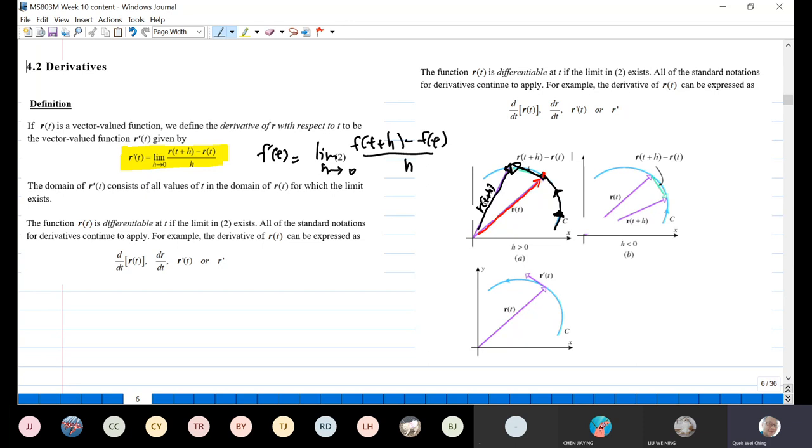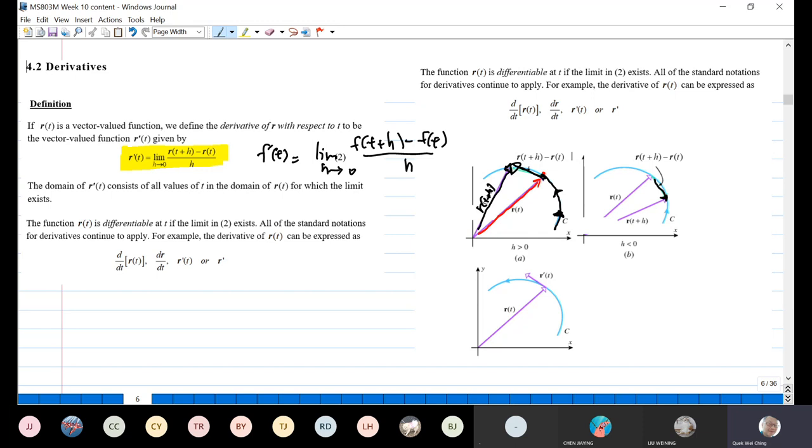How about if the curve moves in the opposite direction? Then you get a different arrow. We always try to take h positive in most cases. What happens if h is negative? Then you get the difference in the opposite direction. If h is positive, it is the increasing t direction. If h is negative, it is the decreasing t direction, so the direction is opposite.